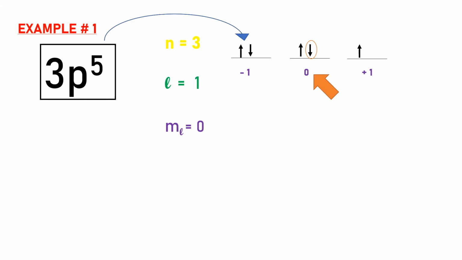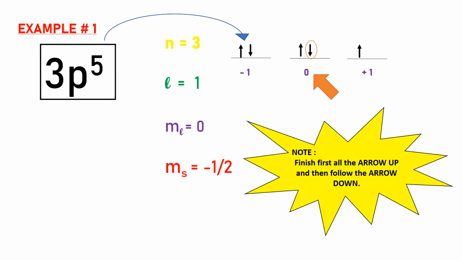And what will be the spin, or the m sub s, for this given? Since it is moving downward, therefore the value for this is -1/2. Remember, I explained it a while ago. If it is going upward, that's +1/2. And if it is going downward, it is -1/2. So take this note again that you need to finish all the arrows up and then followed by the arrows downward. Okay?